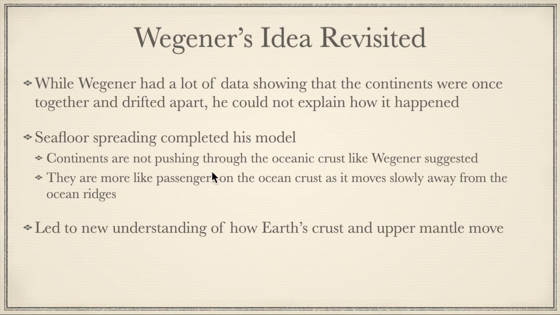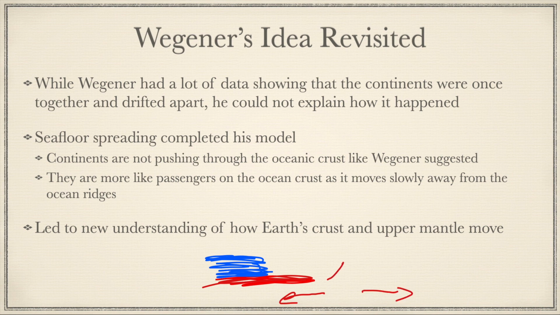So the continents are not pushing through the oceanic crust like Wegener suggested. Instead, they're more like passengers on the ocean crust as it moves slowly away from the ocean ridges. So you have your oceanic crust, and then you have your continental crust that's sitting on top of that. And then the oceanic plates slide to left and right from the ridge. So you've got the ridge sort of right here. And then this led to new understanding of how Earth's crust and the upper mantle move.